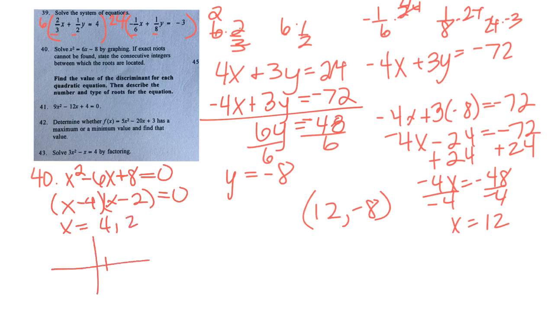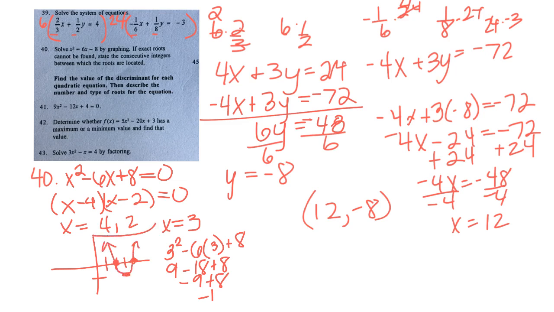Therefore, on my graph, I'm going to have two x-intercepts at 4 and 2, and my vertex is halfway between, so x would equal 3 for my vertex. And that would be 3 squared minus 6 times 3 plus 8, which is 9 minus 18 plus 8, -9 plus 8, which is -1. So my vertex would be at 3, -1. There's my graph. And again, still my answers are 4 and 2.